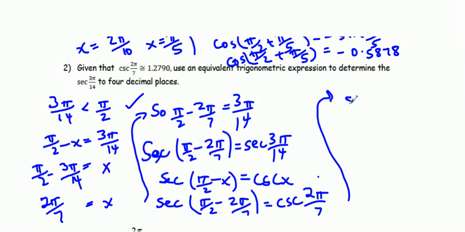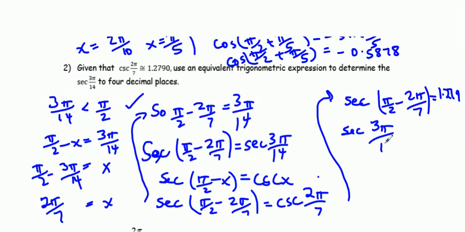So you're going to say the secant, you know that this is equivalent to 3 pi by 14. Well, we can keep it as pi by 2 for now, maybe. Pi by 2 minus 2 pi by 7 is going to equal 1.279. And then the secant of 3 pi by 14 is also going to equal 1.2790 approximately.